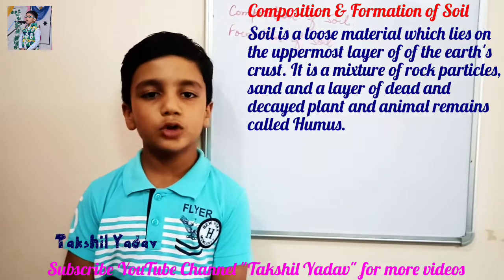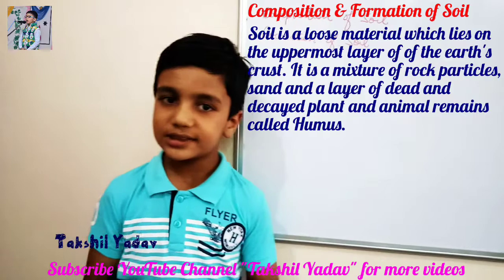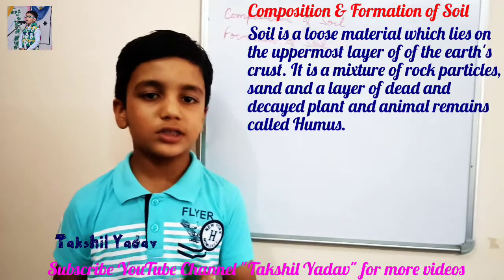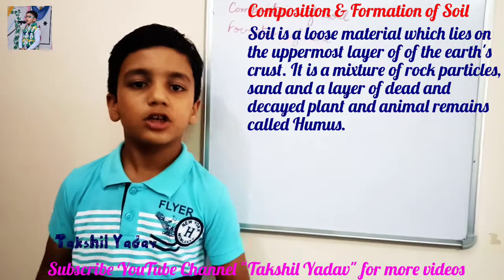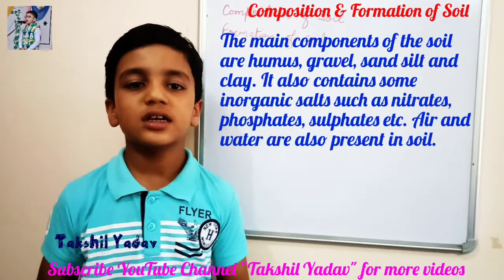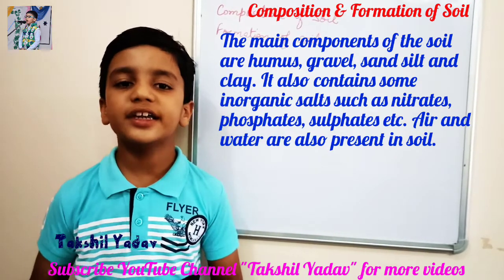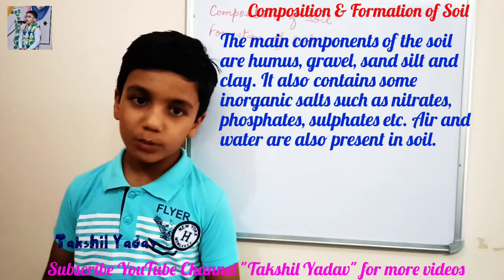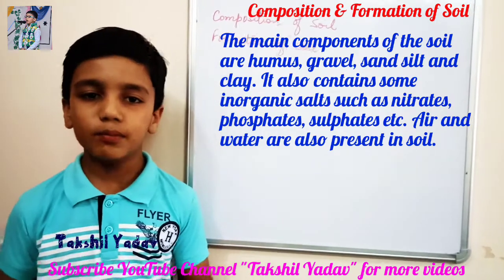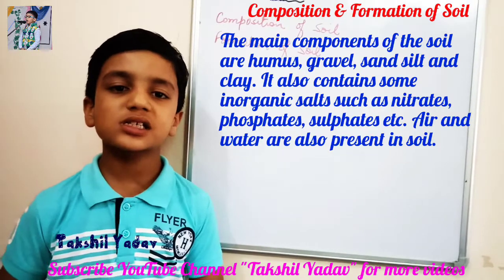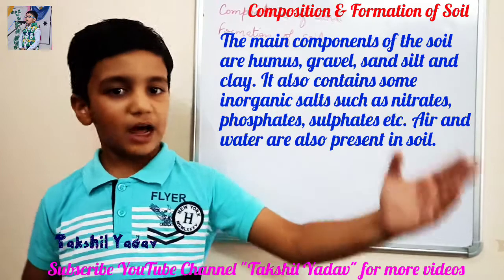Now what about the composition? Soil contains many different particles, such as rocks or simply rock particles, sand, clay, silt, humus, and gravels. Gravels are small stones, and a layer of dead and decaying bodies is known as humus, which makes it fertile. Humus contains very important minerals for the plants, which are provided by the soil to the plants.